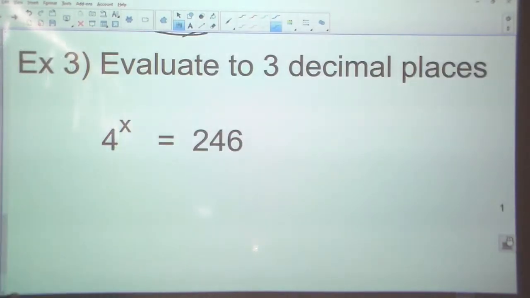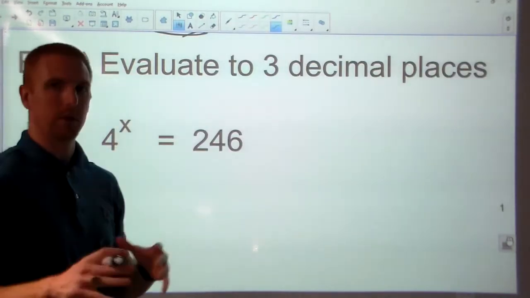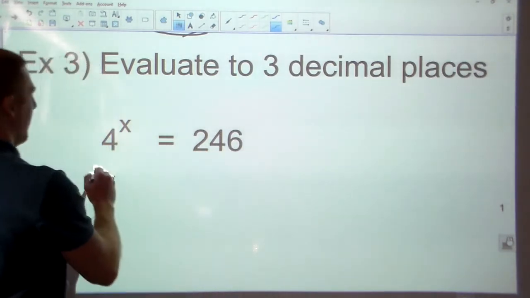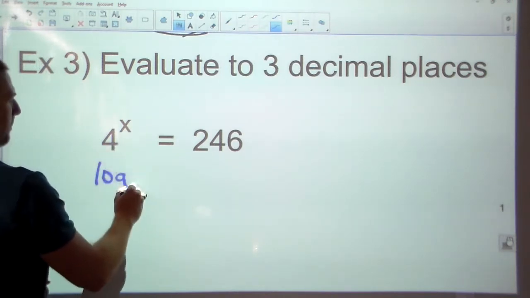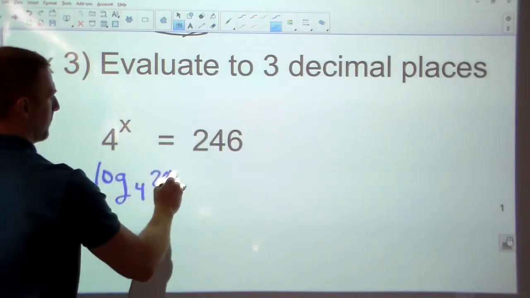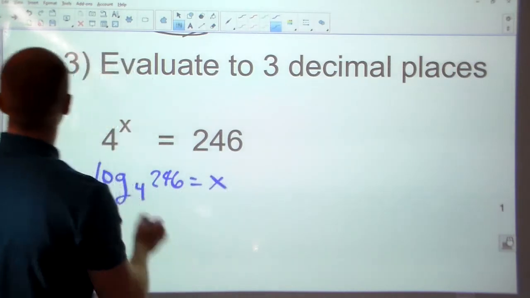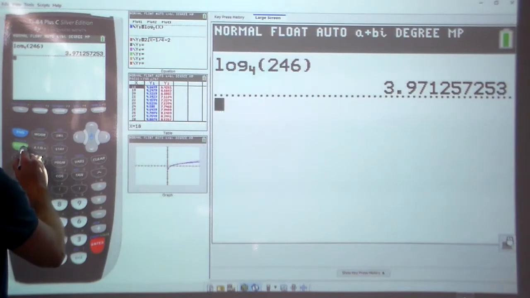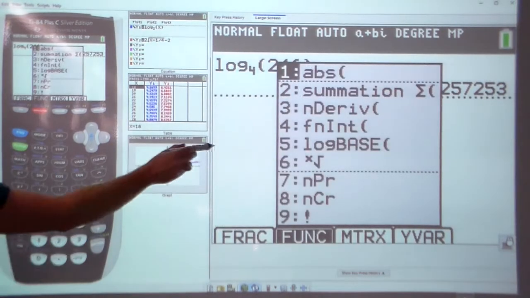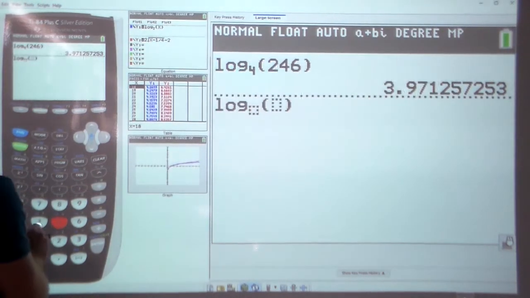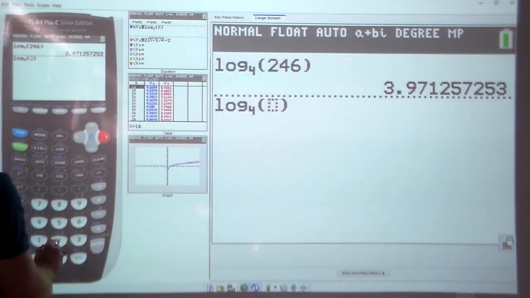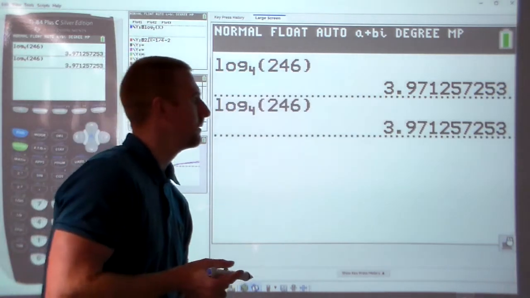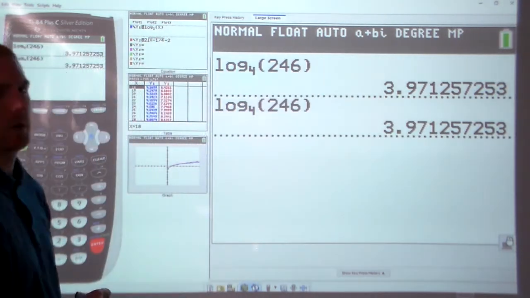Example 3 is probably the easiest one on the whole page, as long as you understand what we're doing with the logarithms. Because it's 4 to a power equals this, we can just rewrite it as a logarithm. The base would be 4. 246 is what we're taking the log of, and that would be your result. So in your calculator, and I've already got it, but I'll show you the steps one more time. It's alpha window. We choose number 5 versus log base. Log base 4 of 246. And there you go. So that's all you got to do, 3.971. And that would be your answer.